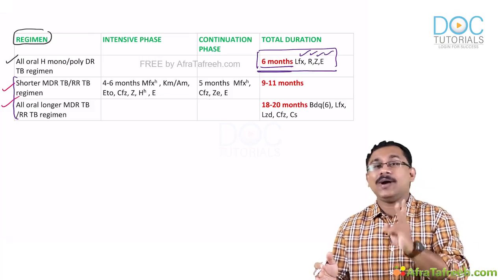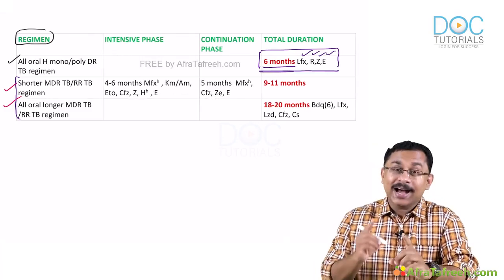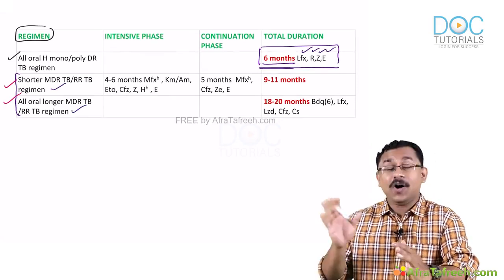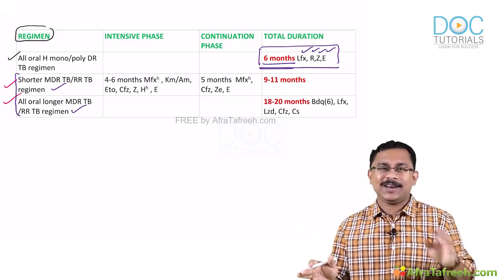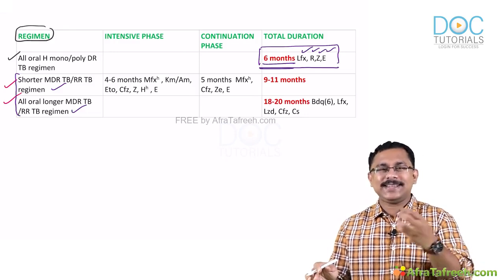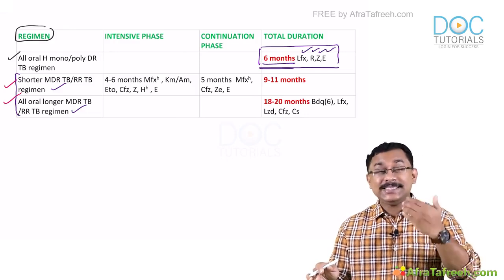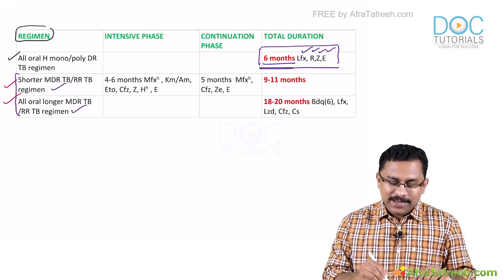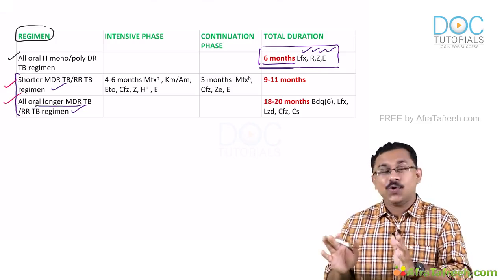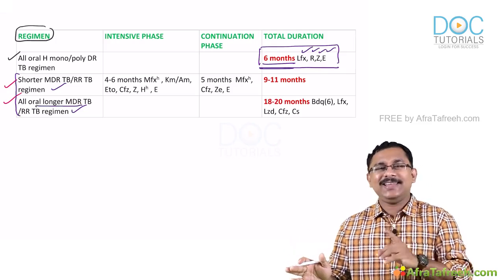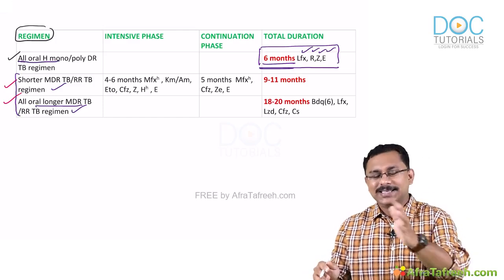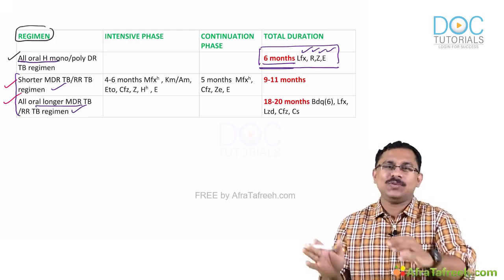For this category, you have two types of treatment modalities. Either you can go for a shorter regimen or a longer regimen. The shorter regimen is divided into an intensive phase and a continuation phase and has injectables also, whereas the longer regimen is just about oral agents and there is no intensive and continuation phase, just like the first one, that is your INH monoresistance treatment. You give the same drugs throughout the course.